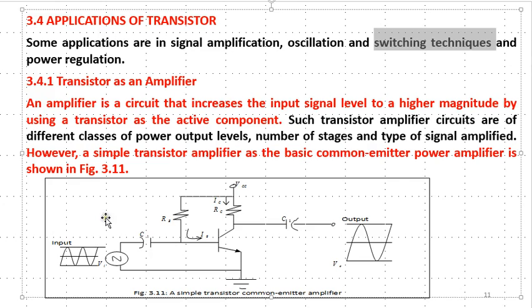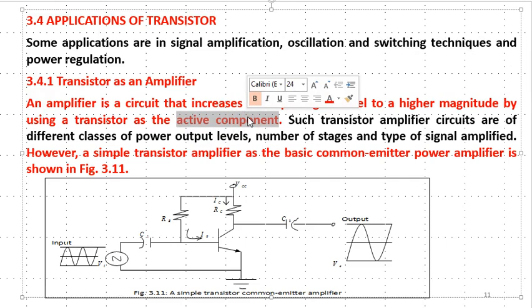An amplifier is nothing but a circuit that increases the input voltage to a higher magnitude compared to the input. That is, the output is larger than the input signal. And the transistor is operated in the active region when we want to use it as an amplifier, and it is the only active component in our design.